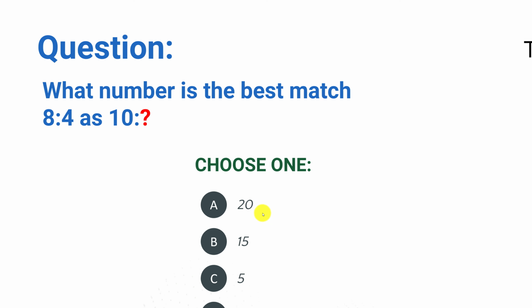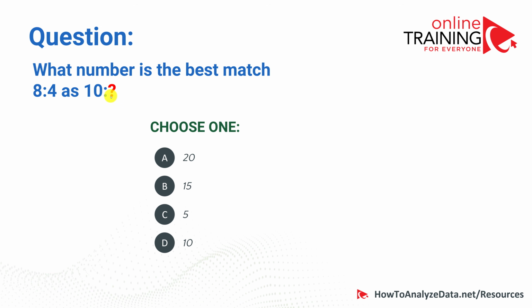Let's look at the answer. The best answer here is: 4 is half of 8, so the question mark would be half of 10. And in that case, half of 10 is 5. So that's the number you should choose. Now, the tricky part of this question: some people may mistakenly select 20, which would be double of 10. So make sure you recognize this and don't make this mistake. Hopefully you've got this one right.